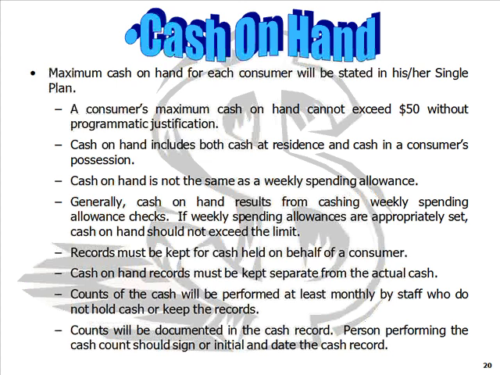Records must be kept for cash held on behalf of a consumer. Cash on hand records must be kept separate from the actual cash. This is for theft purposes. If the cash is stolen, at least the ledger was in a different location so that we could at least have a record of how much money to reimburse the consumer.